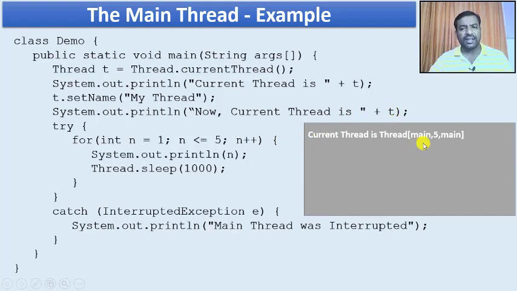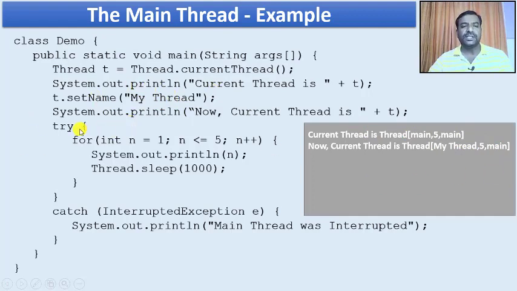It is a thread and the name will be changed because I have set a new name. Hence this is going to be my thread. Priority is unchanged, it remains the same. Group is unchanged, it remains the same. Hence when I print this, I'm going to get the message as now current thread is, and the thread instead of main, I'm going to have the name I've mentioned using this method as my thread, and the remaining two values remain the same.